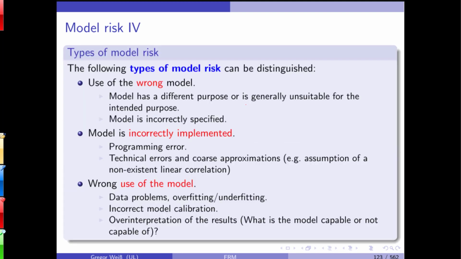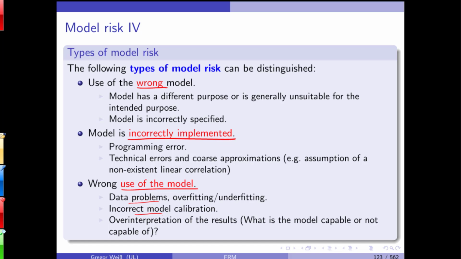Okay. Some different types of model risk. Using the wrong model. Model is incorrectly implemented. Can be a simple programming error. Wrong use of the model. Data problems. Incorrect model calibration. Overinterpretation of the results. Now, I can give you a risk model. Now, if you think it can predict tomorrow's lottery numbers, that's overinterpretation.